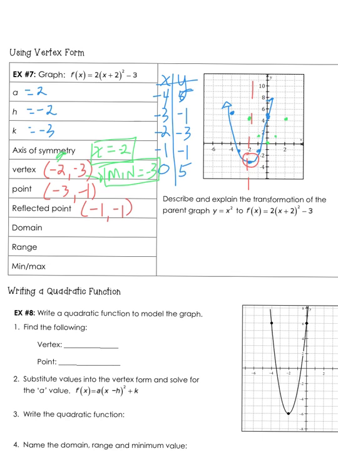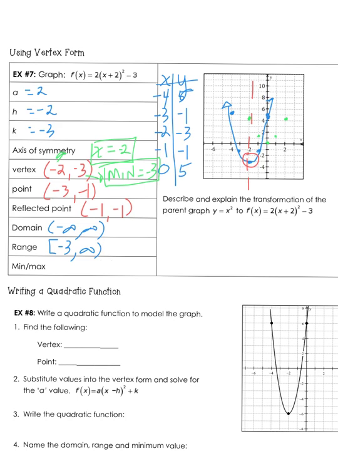The domain is -infinity to +infinity, and your range, your smallest range value is right here at -3, and it goes up from there. So -3 to positive infinity. So remember, this minimum tells you that the smallest y value is -3, and it goes to infinity.